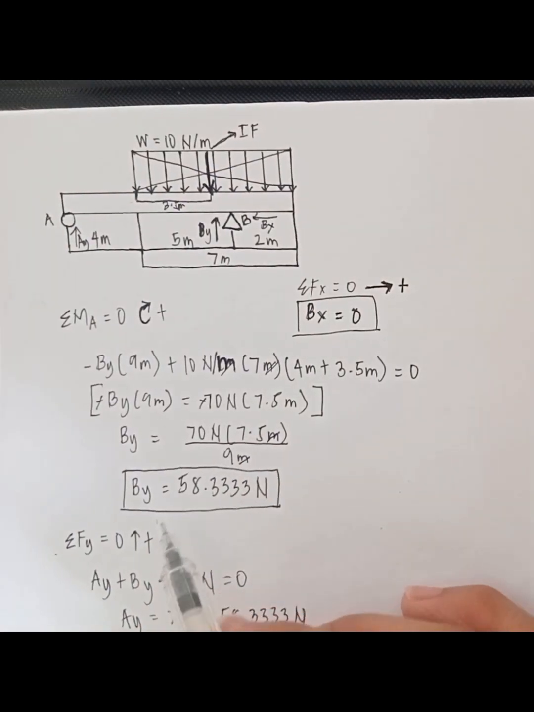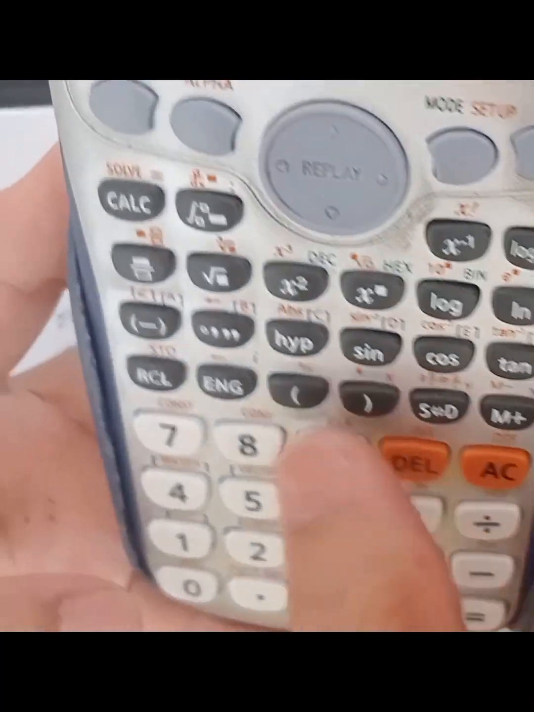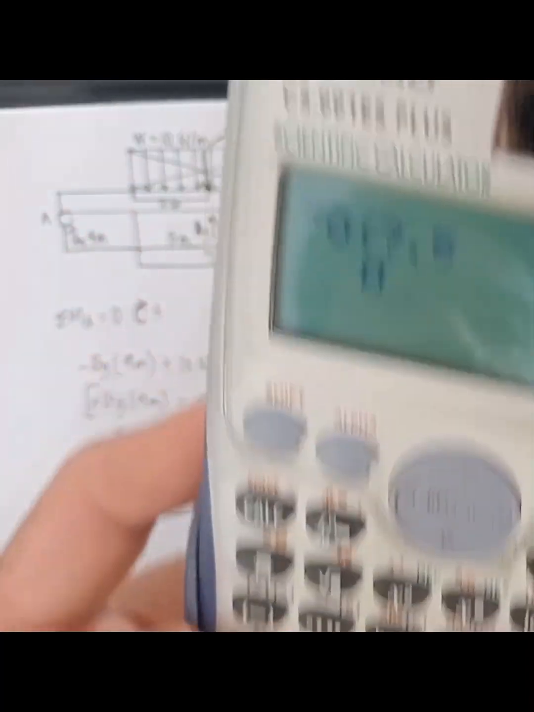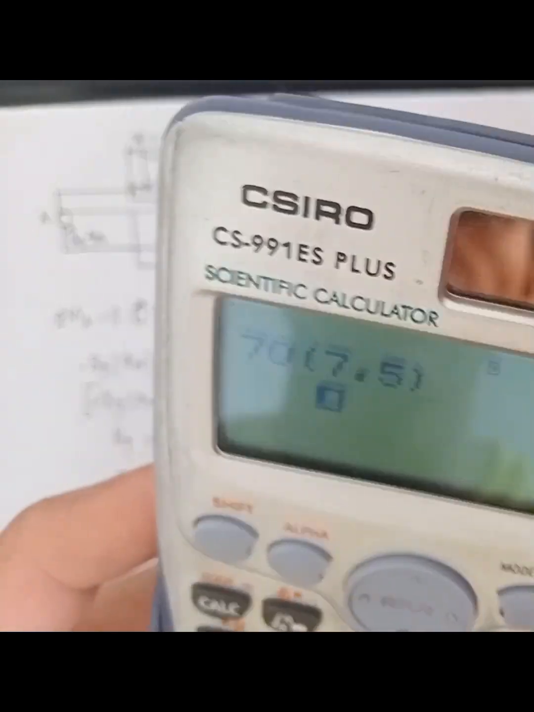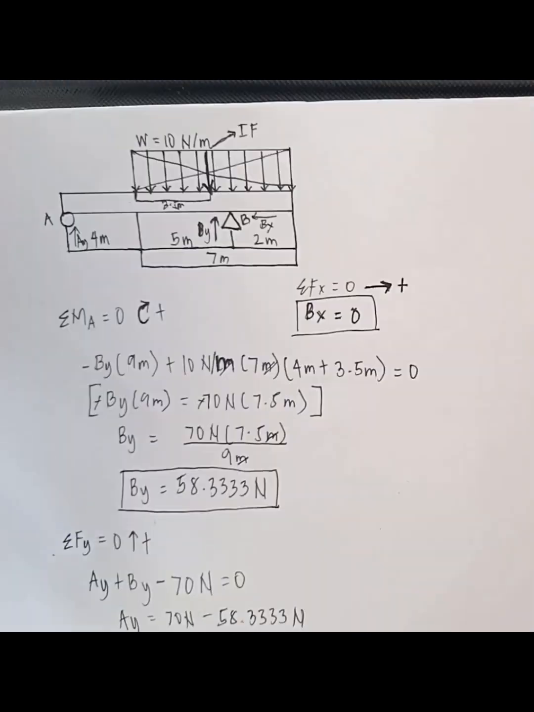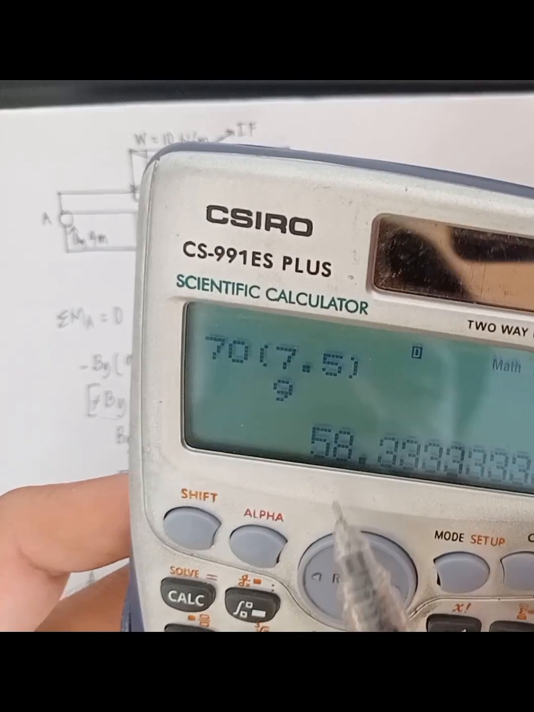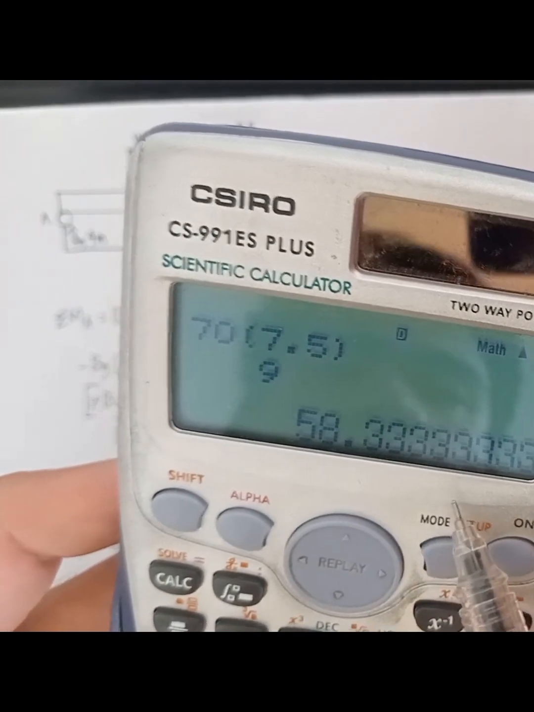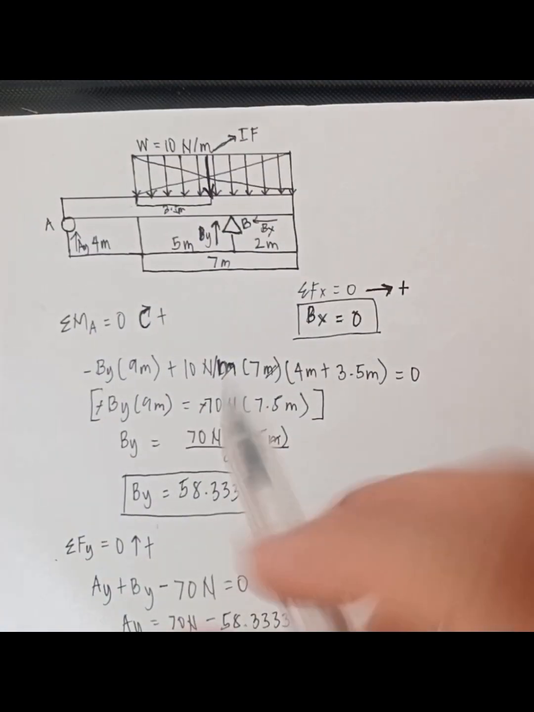So we can solve By. 70 times 7.5 over 9. So the value of the By reaction is 58.3333 Newton. So correct.